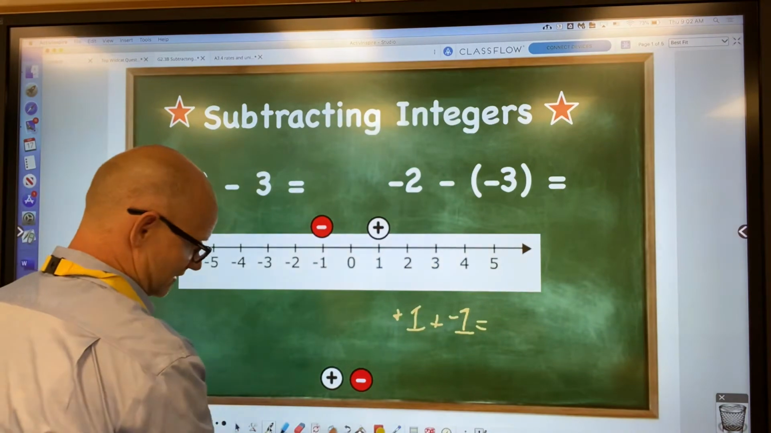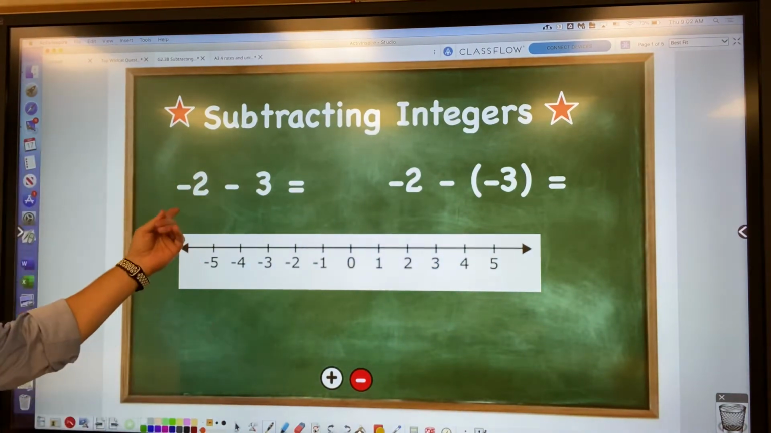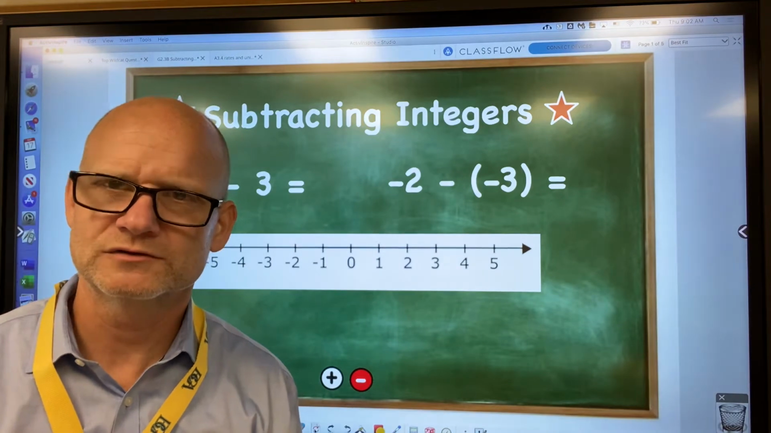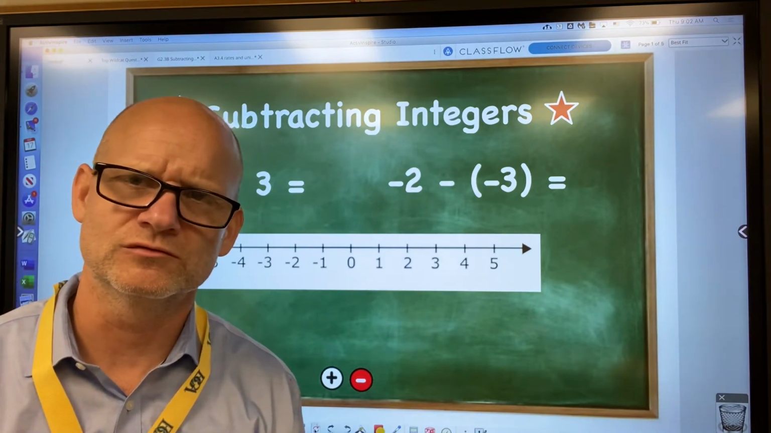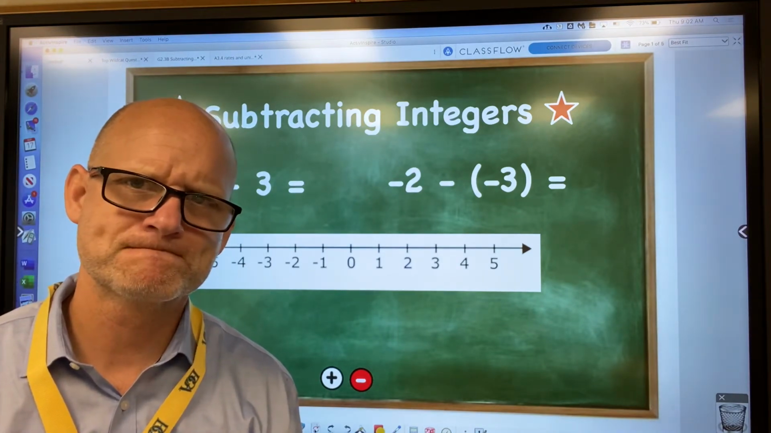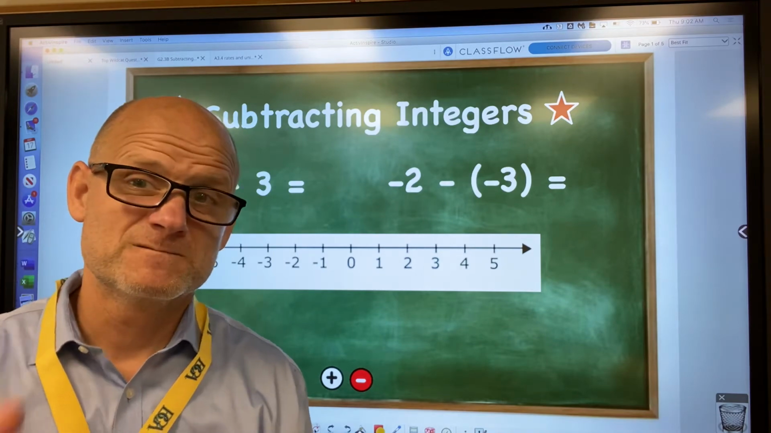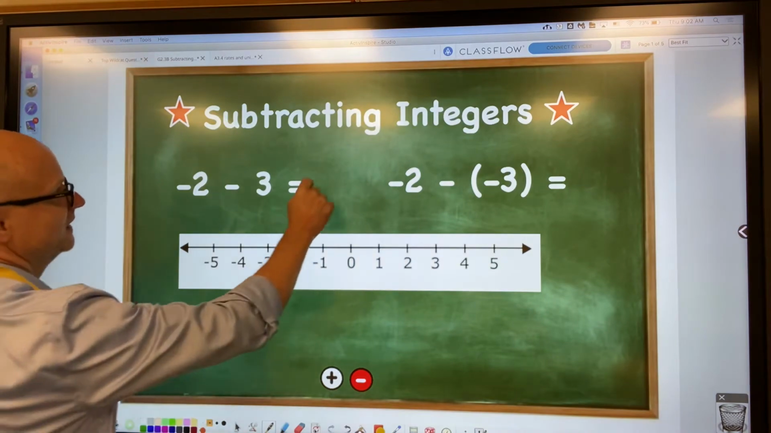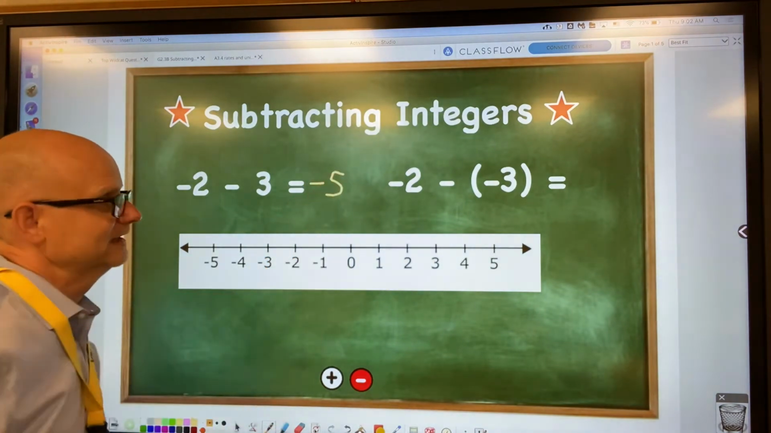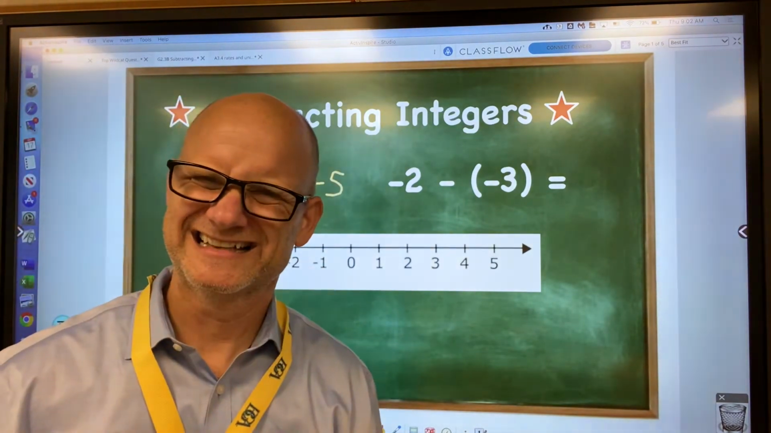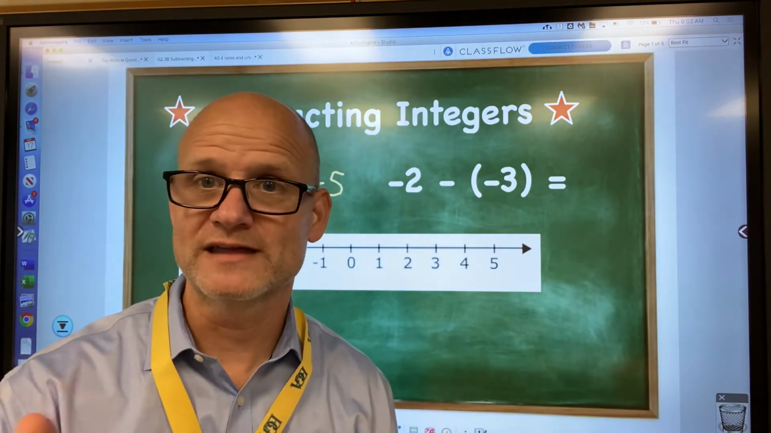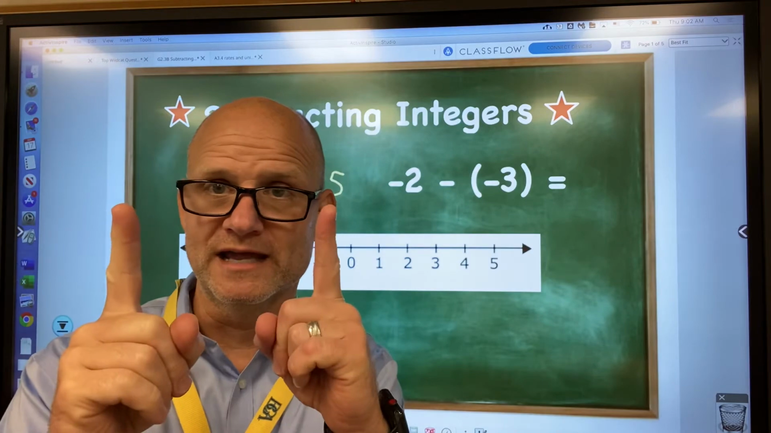So let's just discuss this. What if I gave you this problem, -2 minus 3? What do you think the value would equal? What do you think the difference would be? Not many of you would probably have said -5. And I know you're probably going, what? How -5? Well, let's talk about that. And it goes back to that one positive with one negative.